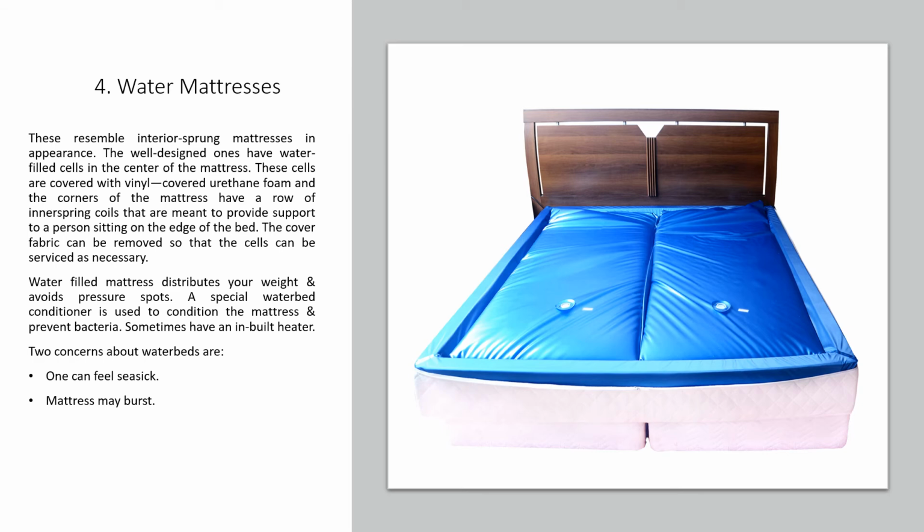The next category we are going to discuss is water mattresses. These mattresses resemble interior sprung mattresses in appearance. The well-designed water mattresses may have water-filled cells in the center of the mattress. These cells are covered with vinyl or urethane foam, and the corners of the mattresses have a row of inner spring coils that are meant to provide support to a person who is sitting on the edge of the bed. The cover fabric of these mattresses can be removed to service the cells.